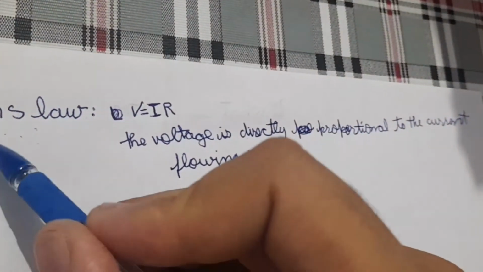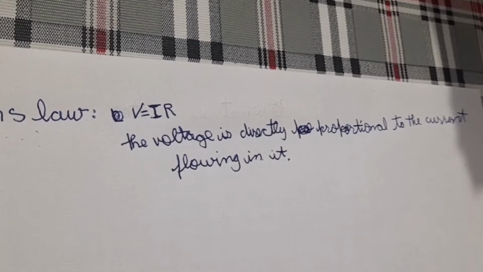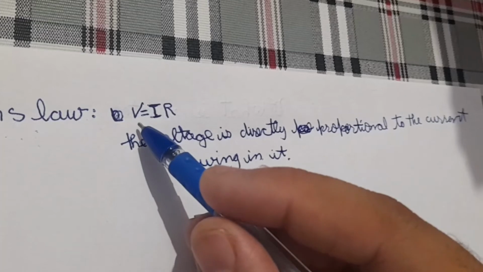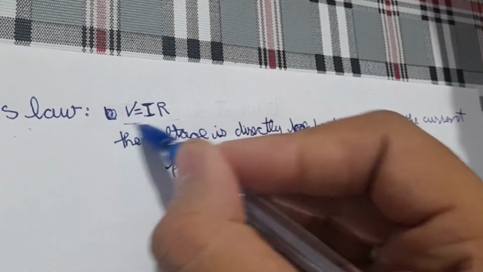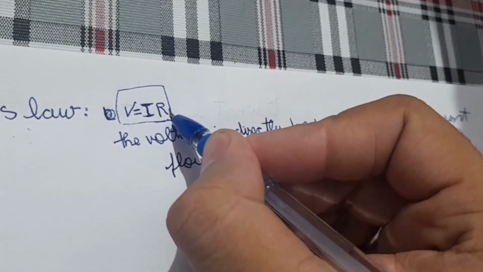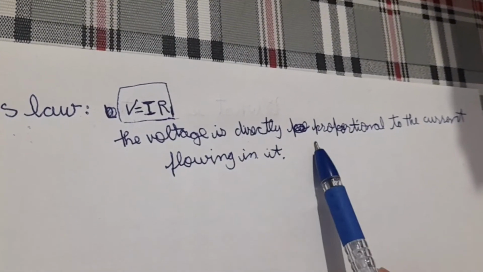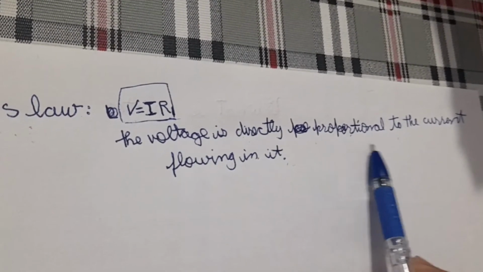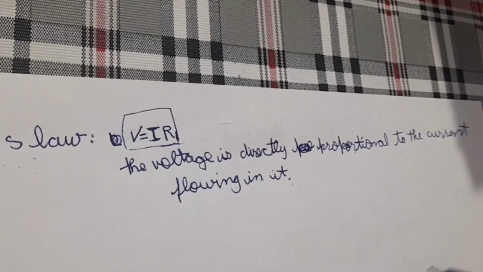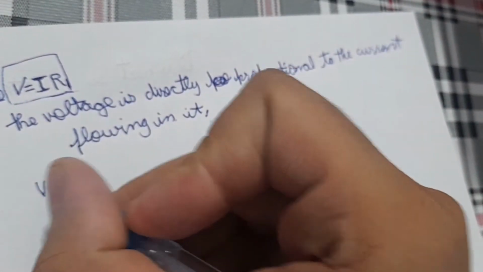Now what is Ohm's law, or what can we say about Ohm's law? Resistance and resistivity have a term called Ohm's law. The formula of Ohm's law, or the formula for resistance, is V equals IR. This can be derived for resistance also. The voltage is directly proportional to the current flowing in it. Ohm's law states that the voltage is directly proportional to the current flowing in it. So the formula is V equals IR.